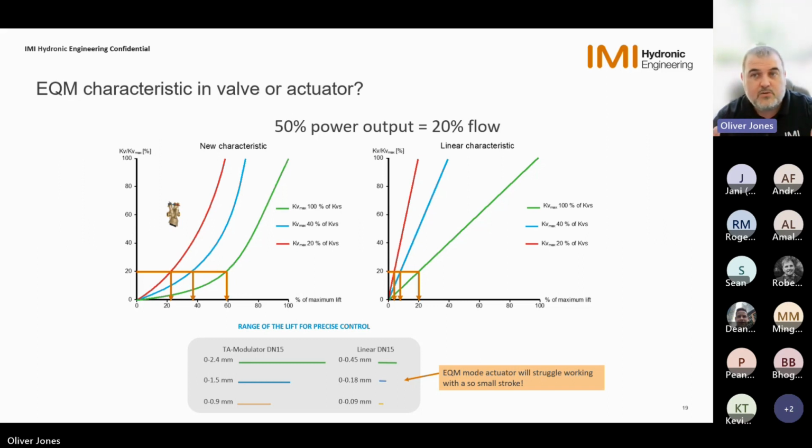So as you can see, we still may have 5 volts available on a 0 to 10 volt actuator that is still going to try to control those very small flow rates. And through a linear valve, EQM will struggle because the amount of stroke available is just too tiny.